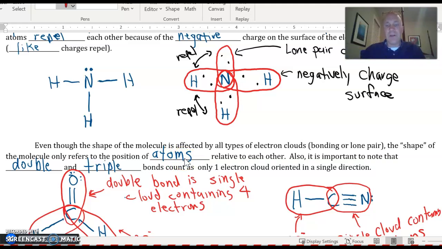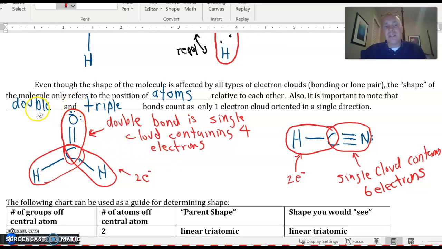All right, another important thing to remember is that double and triple bonds don't count as multiple different bonds. When you're counting how many clouds this molecule has, for example, this double bond right here should be considered as one cloud that happens to contain 4 electrons instead of 2 separate clouds, each containing 2. Another example, this has got a triple bond right here. So this triple bond should be considered a single electron cloud that has 2, 4, 6 electrons in it.